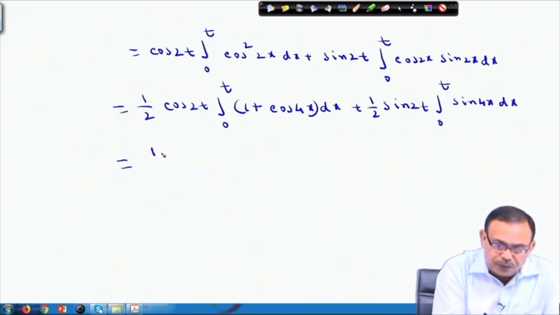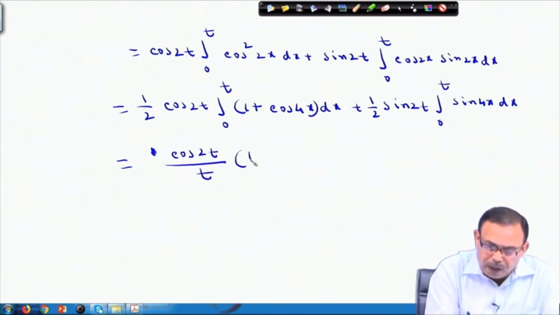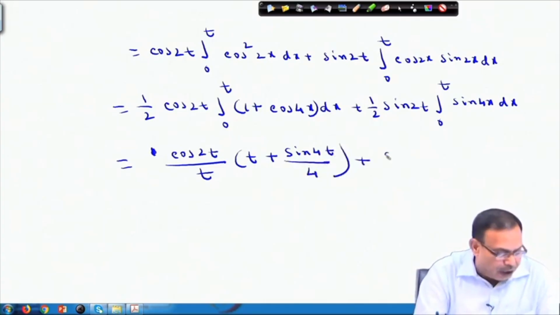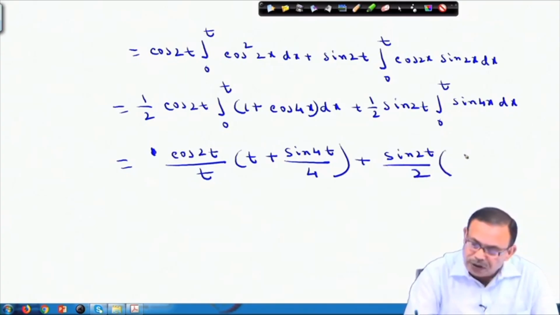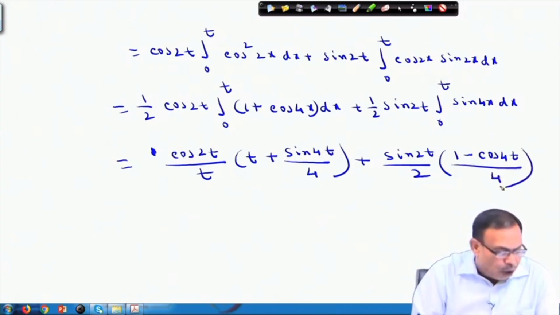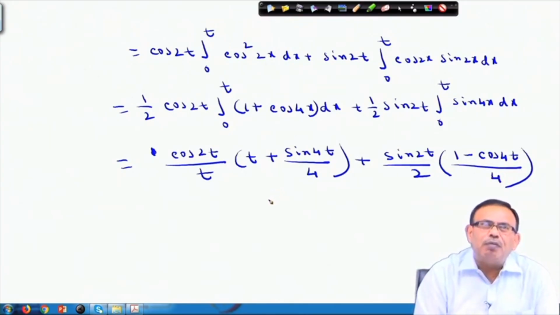This will be equal to cos 2t by 2 into, I am directly writing, t plus sin 4t by 4, plus sin 2t by 2, and the value of this integral will be (1 minus cos 4t) by 4. So once I get this, if you wish, you can break it into some simpler form also.